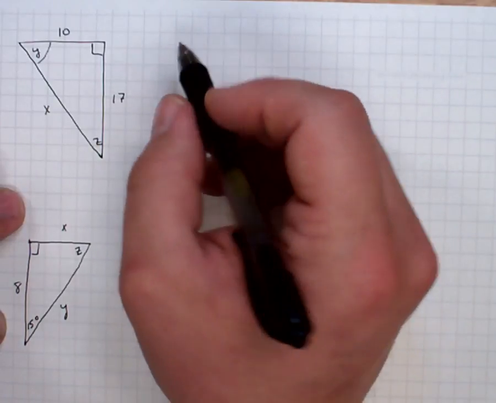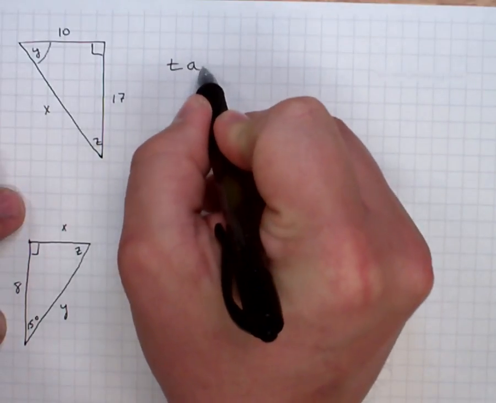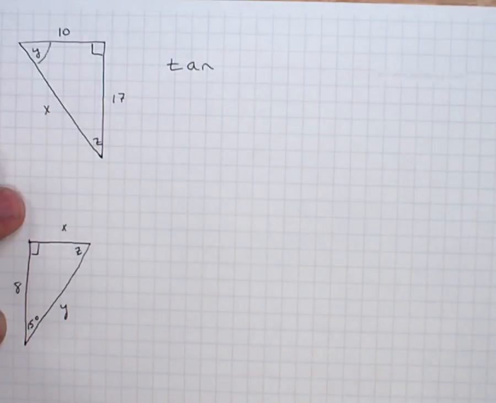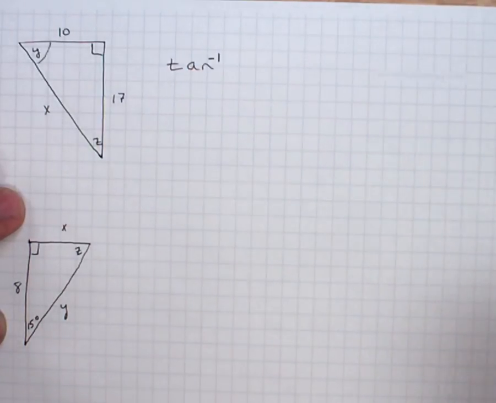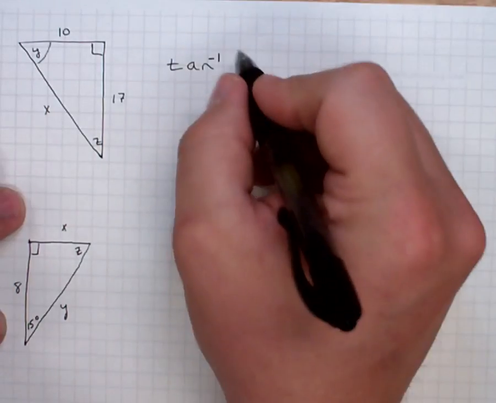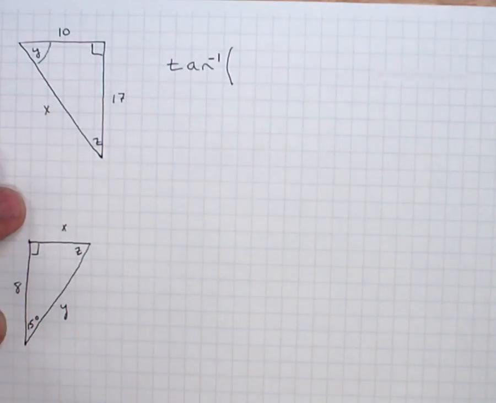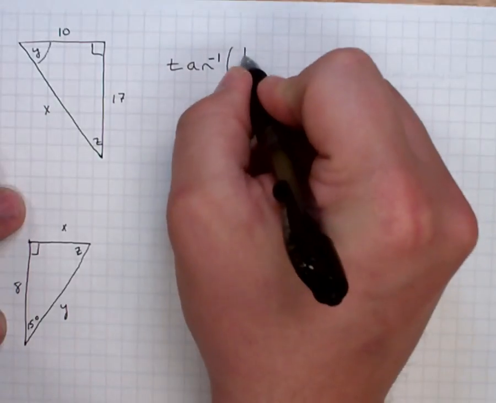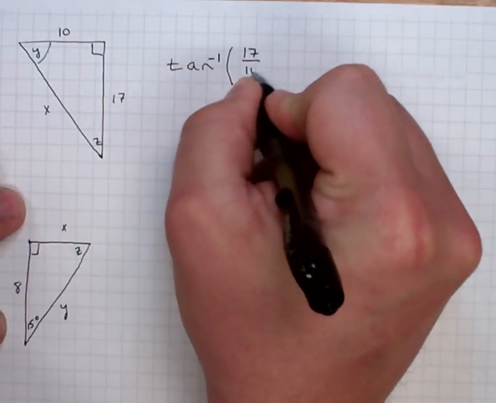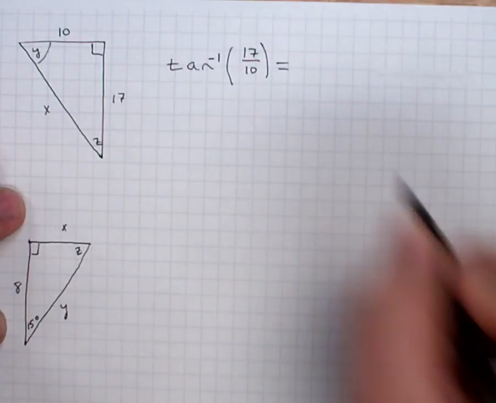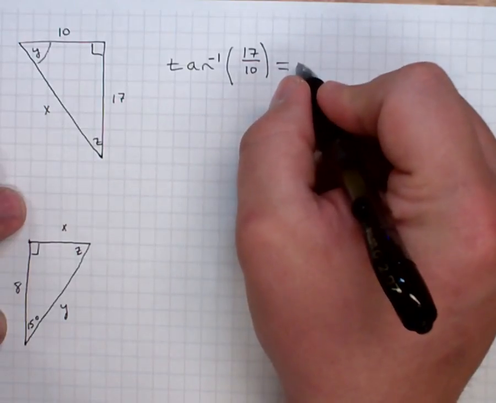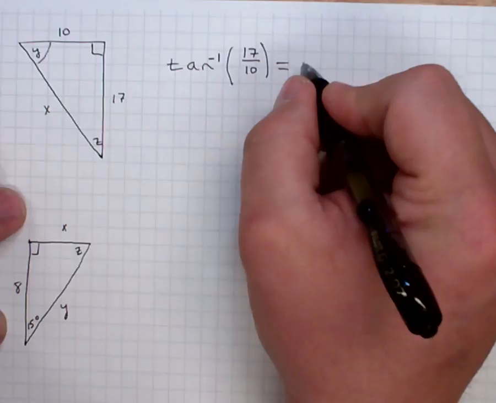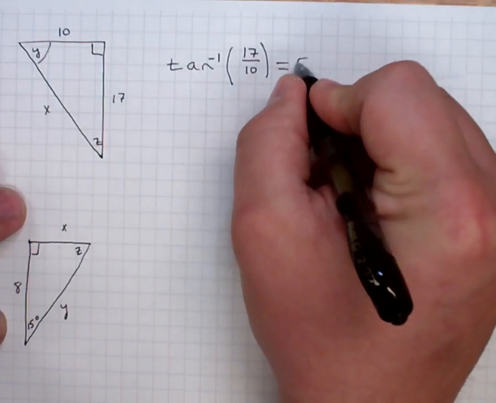Opposite and adjacent. So it sounds like I'm using tangent. And specifically, inverse tangent to find the angles. So I have 17 over 10. And what's that end up giving you? Degree measure. 59.54.